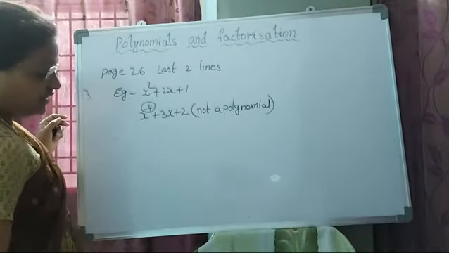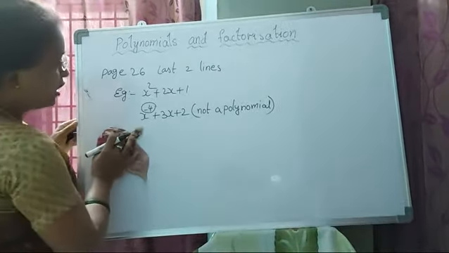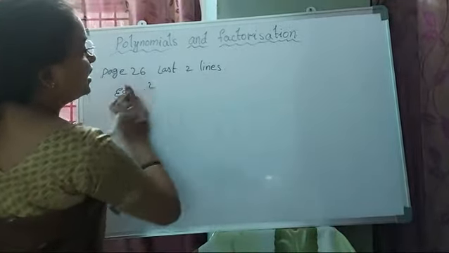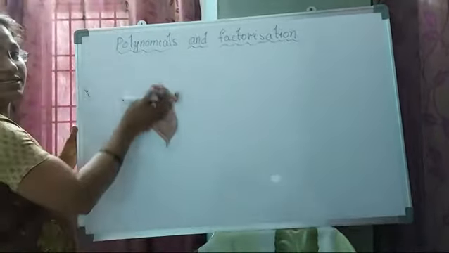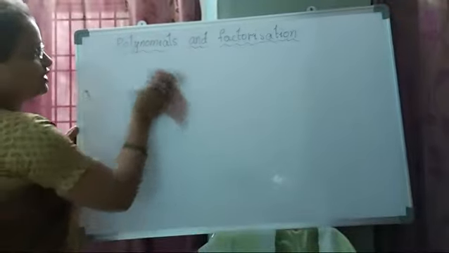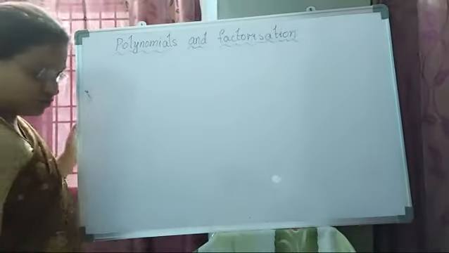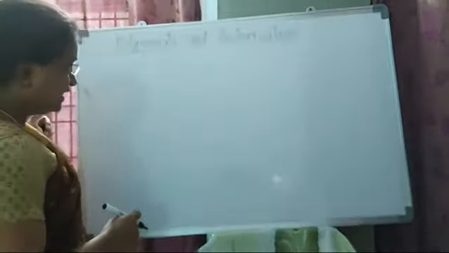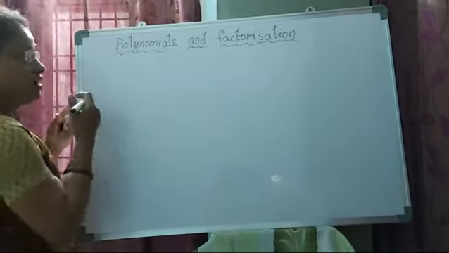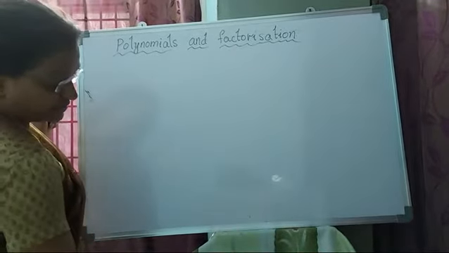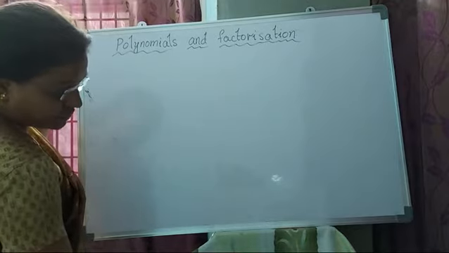Now, how to find out the degree of polynomials in one variable? If it has one variable, we can call it one variable. If it has two variables, two variables. How to find out the degree of that particular polynomial? I told just now. So, exercise 2.1.